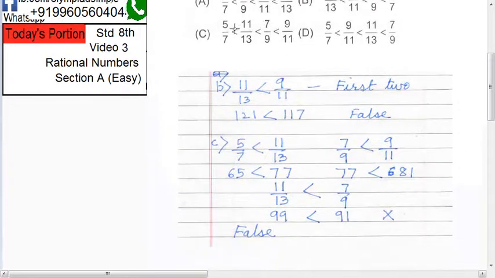Now C. Compare the first two and the last two. 5 by 7 and 11 by 13. So cross multiply: 65 and 77. 65 is less than 77. That is true. So compare the last two, 7 upon 9 and 9 upon 11. So 11 times 7 is 77, 9 times 9 is 81. So 77 is less than 81. That is also true.